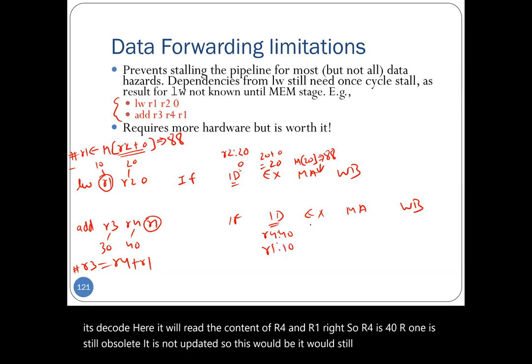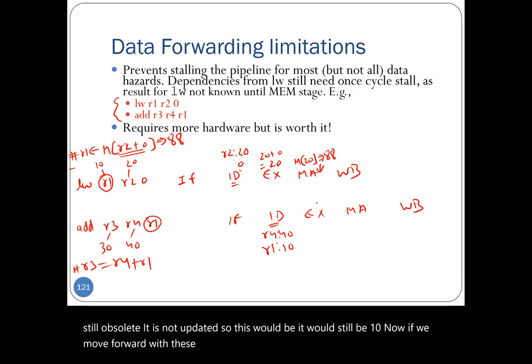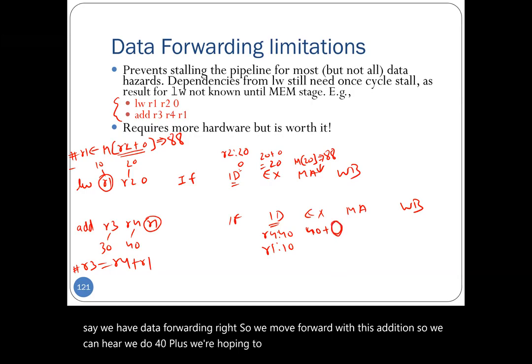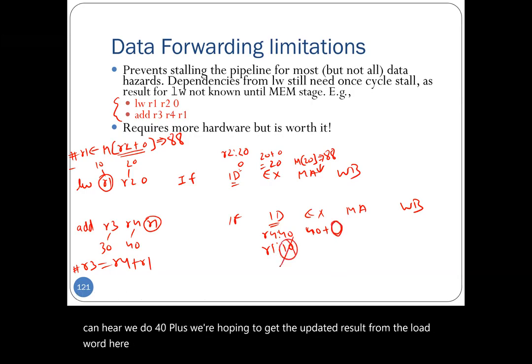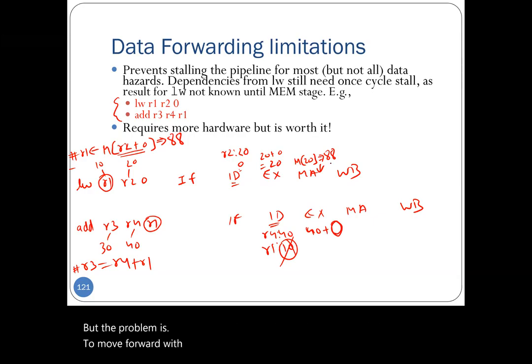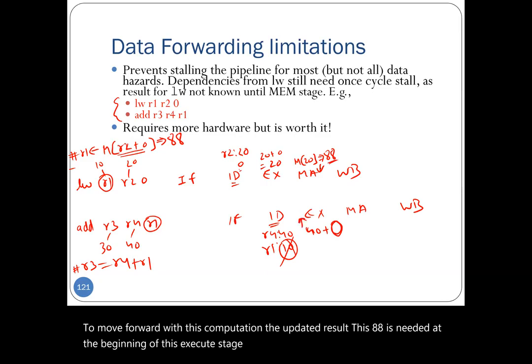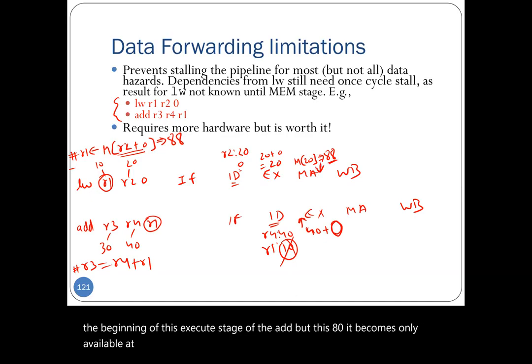Now if we move forward with these numbers, let's say we have data forwarding, right? So we move forward with this addition. So here we'll do 40 plus, we are hoping to get the updated result from the load word here instead of this old 10. But the problem is, to move forward with this computation, the updated result, this 88, is needed at the beginning of this execute stage of the add. But this 88 becomes only available at the end of the memory access of the load word. So note that the data is becoming available, in time, after when it is needed.